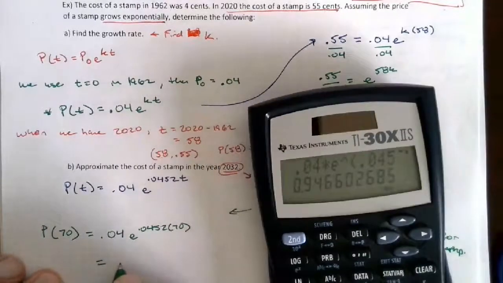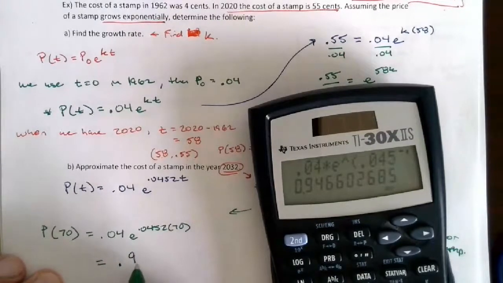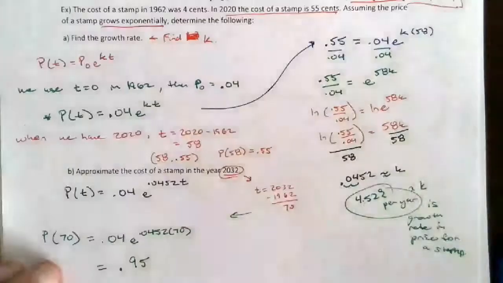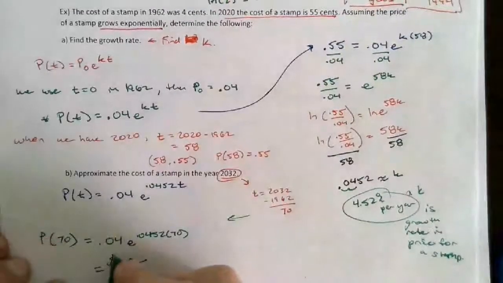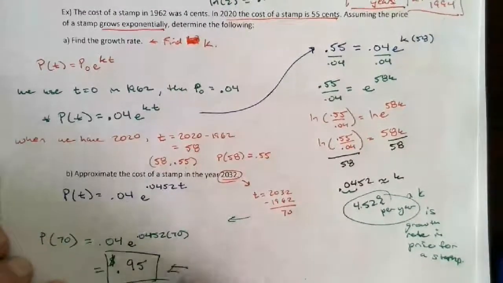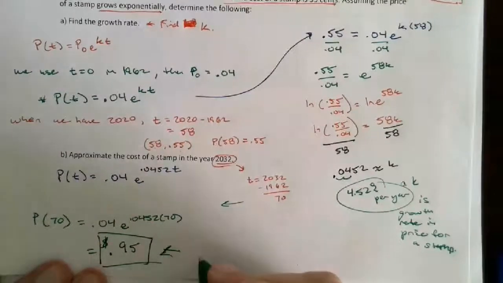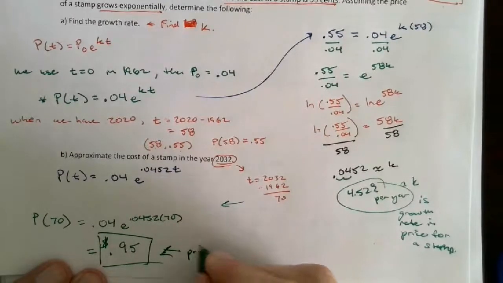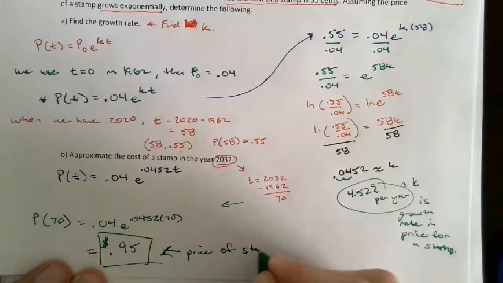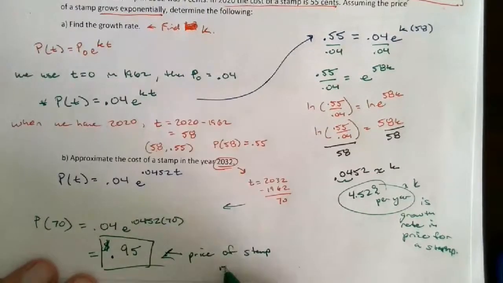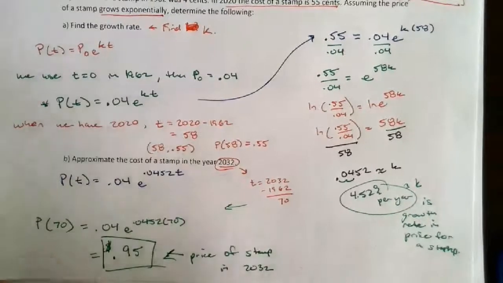And we're left with 0.9466. Remember what we're finding here. This is the price of a stamp. So 0.9466, the 6 will round that 4 up, so 0.95. So what we're really finding is that the price of a stamp in 2032 is 95 cents.